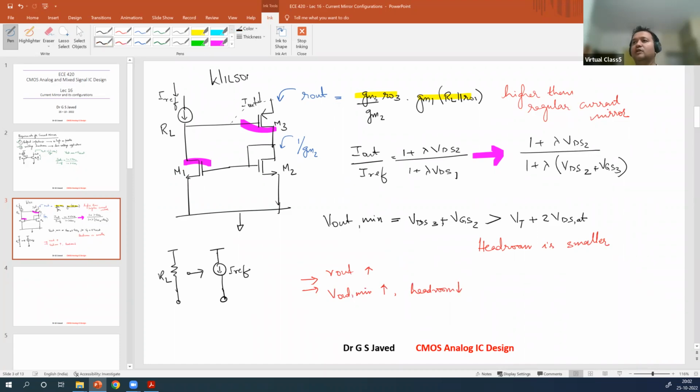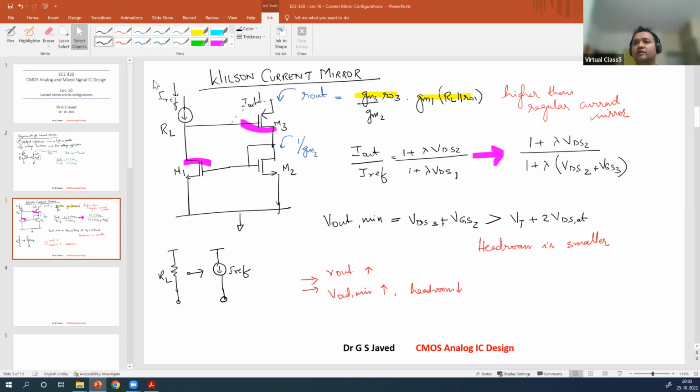Okay, this configuration is called the Wilson current mirror. It's a very famous analog circuit designer, Wilson, who proposed that I don't mind having a lower headroom, but let me get a higher current mirror impedance, right? Let me get a higher R out such that I will be closer to an ideal current reference. So that was that design's aim. Now someone came up and said, okay, I see some problem here. Let us modify that. So what can we modify?